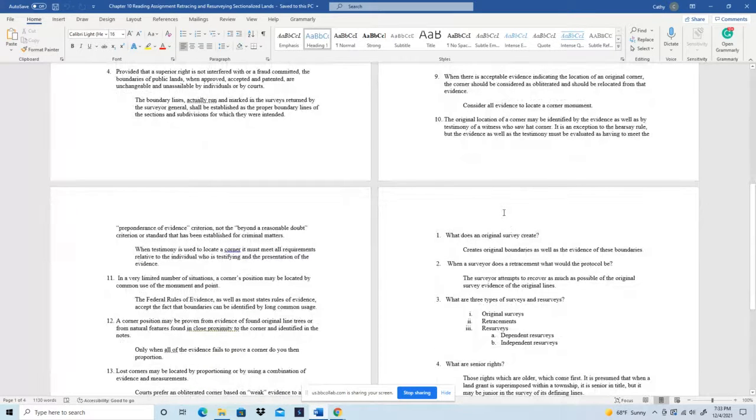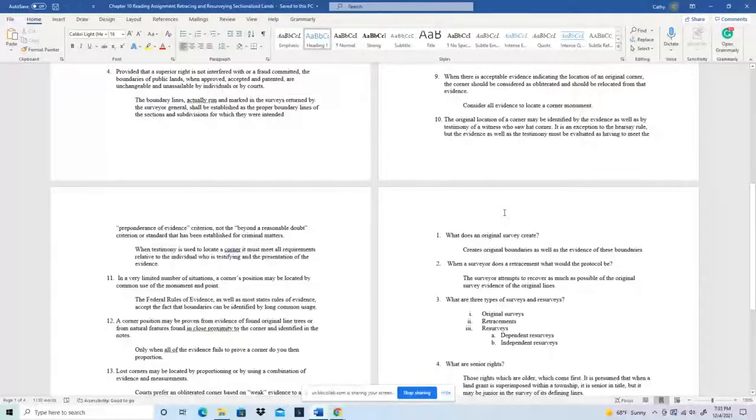Principle 10, and I'm on page 299. The original may be identified by the evidence as well as testimony of a witness who saw that corner. It is acceptable to the hearsay rule, but the evidence as well as the testimony must be evaluated as having met the preponderance of evidence criteria and not beyond a reasonable doubt. Standards that have been established for civil matters are not the same as for criminal matters. So they do use that.